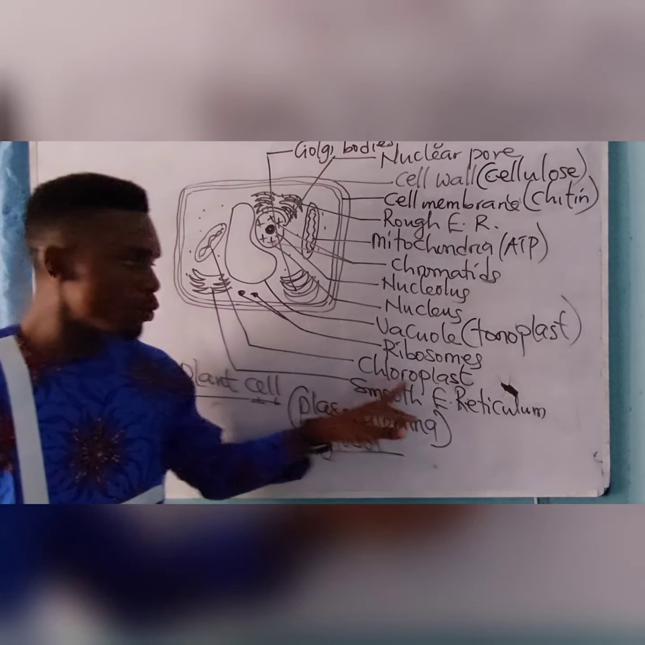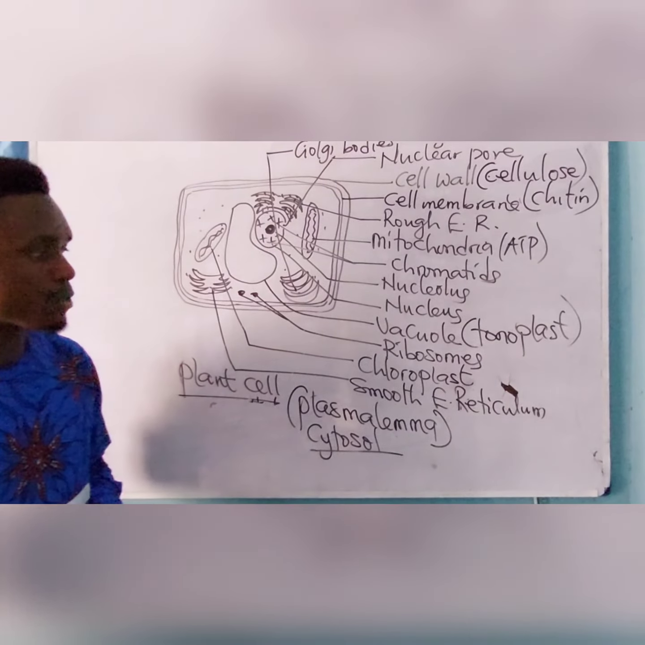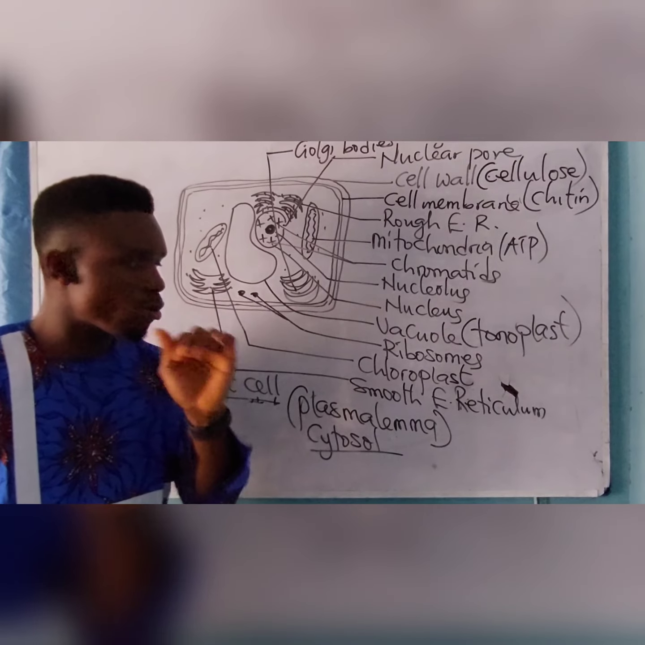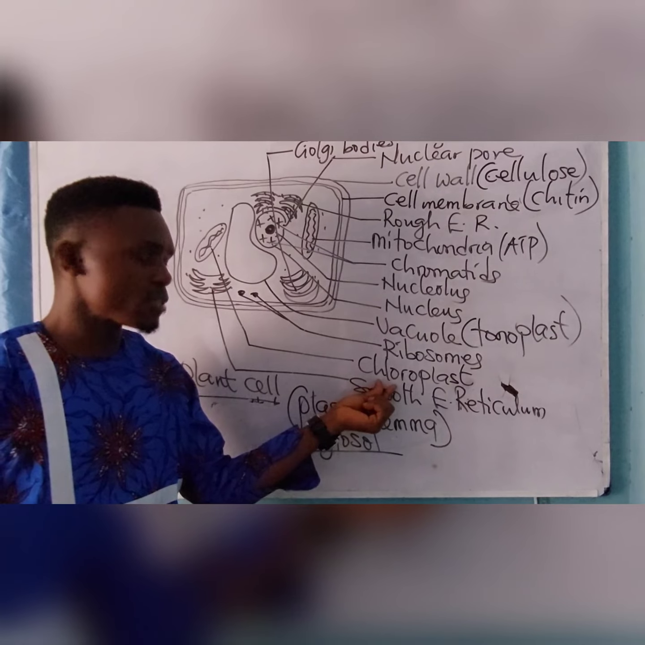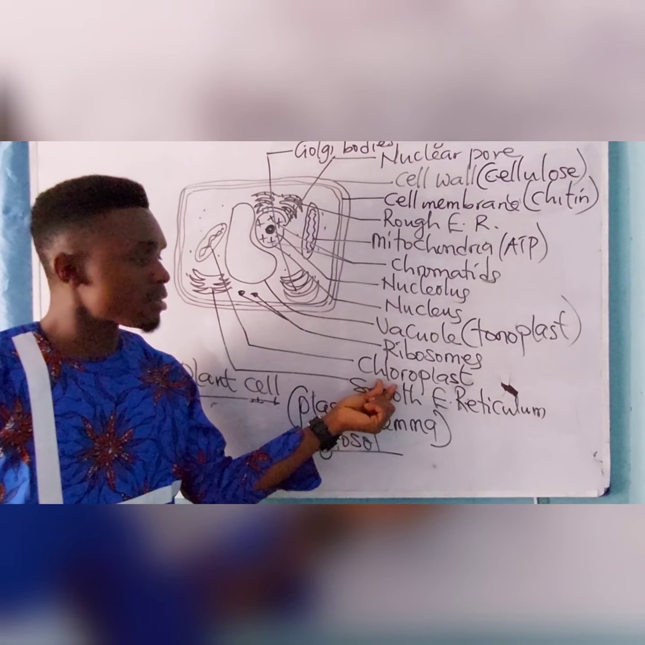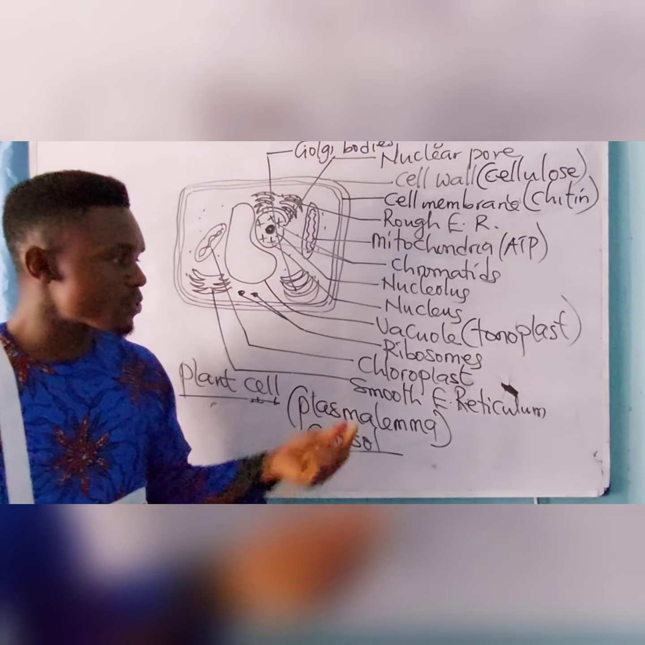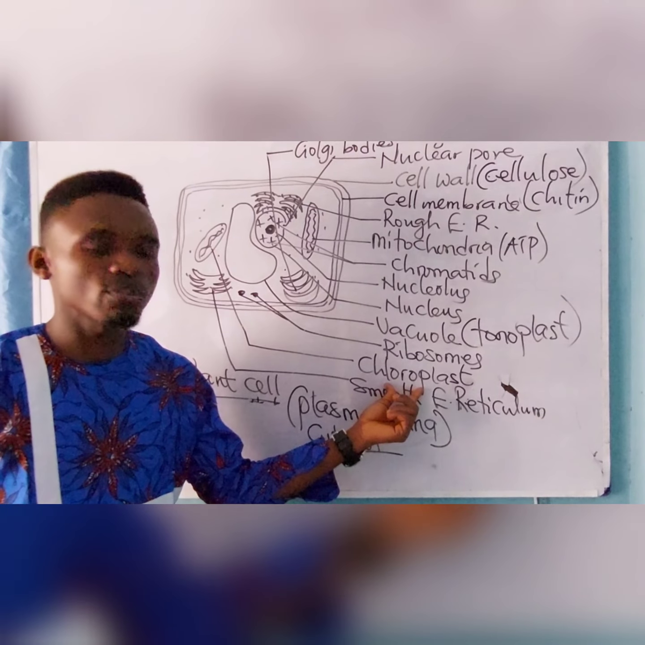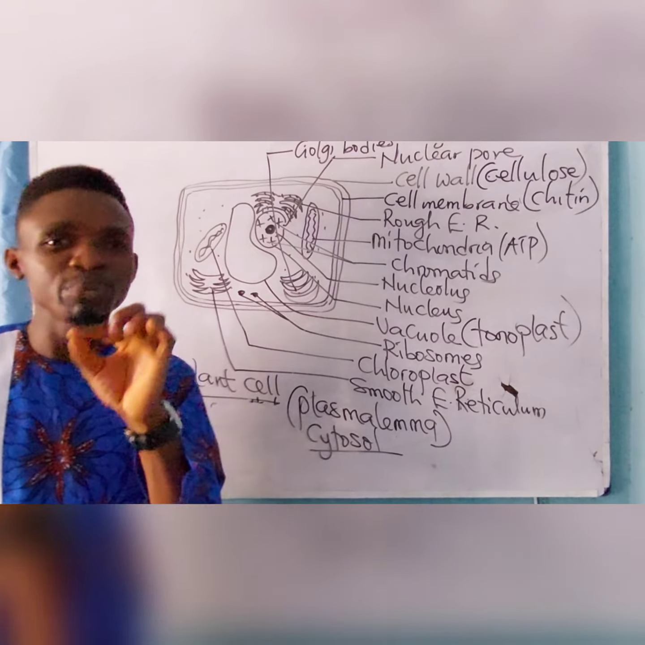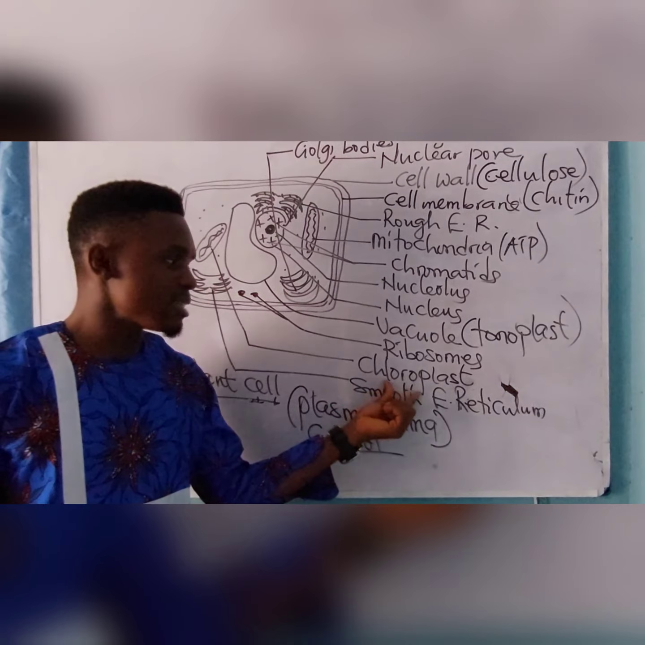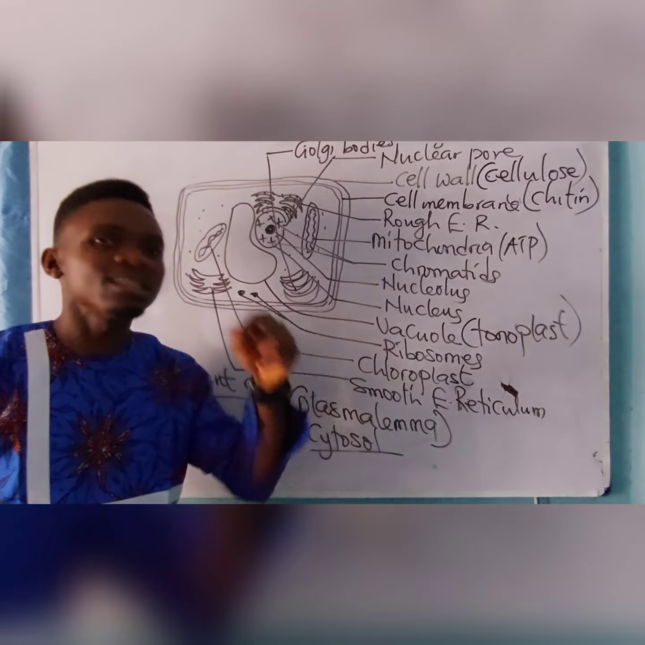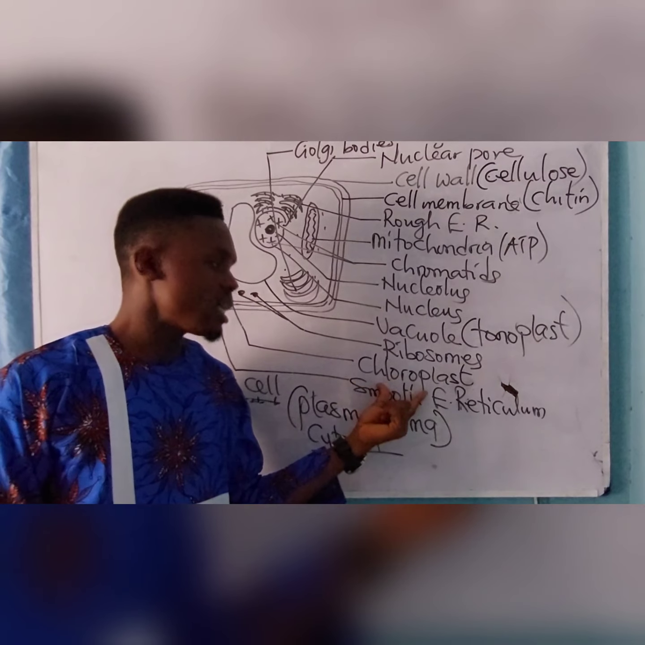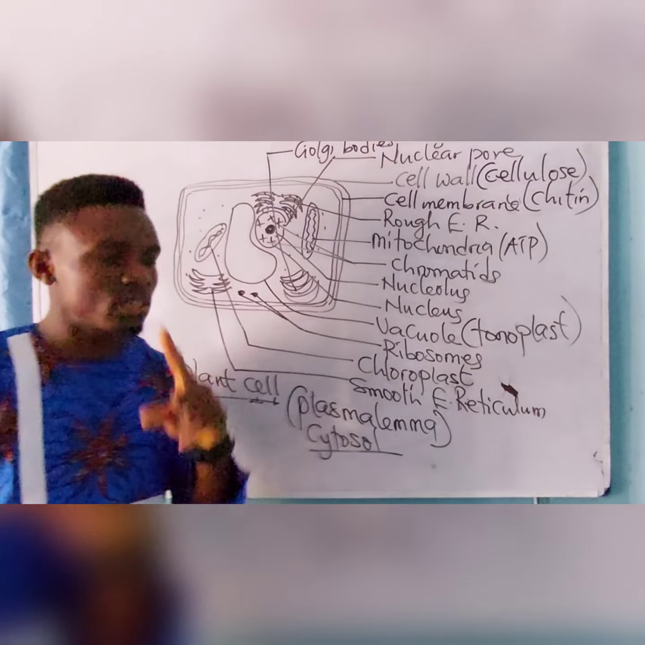Now you have the chloroplast. The chloroplast of a cell is a region where photosynthesis occurs. That is the production of food by green plants. Photosynthesis occurs in the chloroplast and never in the chlorophyll. Take note of that. The chlorophyll is just a green pigment that the chloroplast is made up of, but the actual photosynthesis occurs inside the chloroplast. Please take note of that.